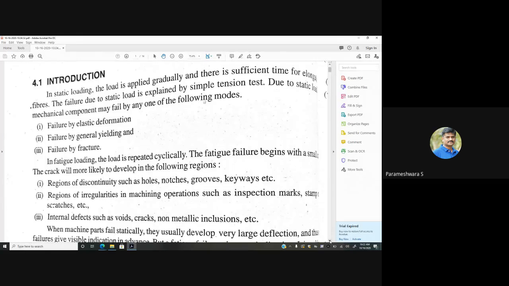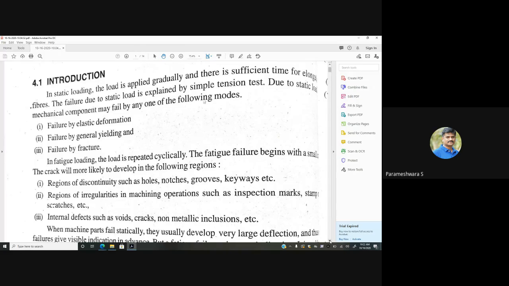Clear? This fatigue is nothing but a repeated kind of loading condition, and this fatigue failure begins with a small crack. As I said, taking the example of a thin wire, repeatedly you have to apply the bending, above, below, hogging and sagging movement. You have to apply it repeatedly, and over a period of cycles, it will break.